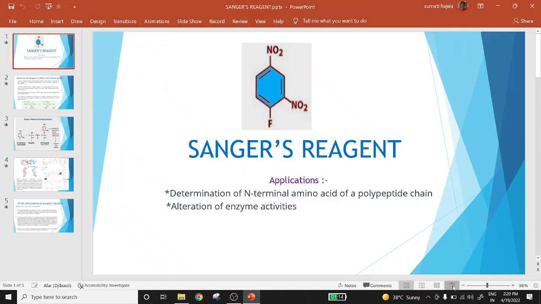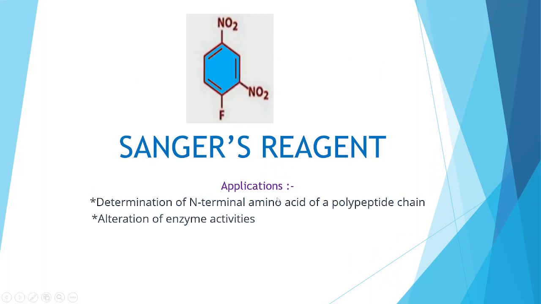Dear students, today I am going to tell you about Sanger's reagent, the structure of which is given here. This is 2,4-dinitrofluorobenzene. I am going to tell you about the applications of this reagent, which are determination of the N-terminal amino acid of a polypeptide chain and alteration of enzyme activities.